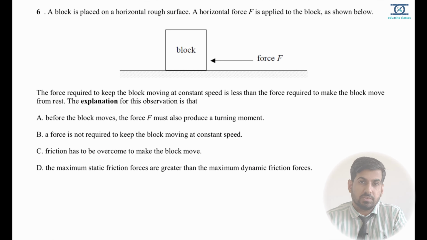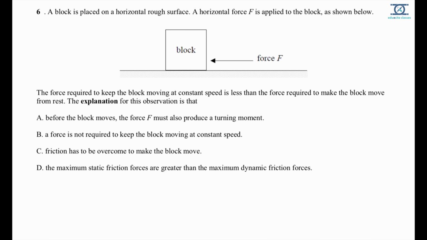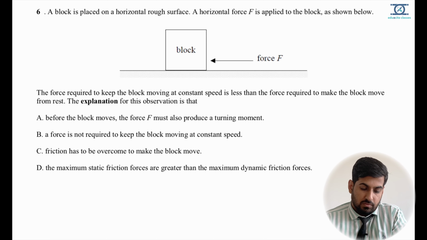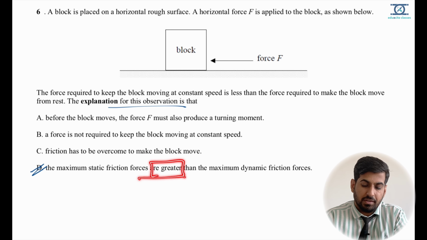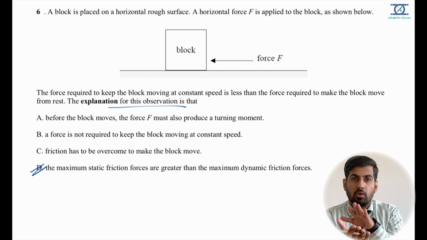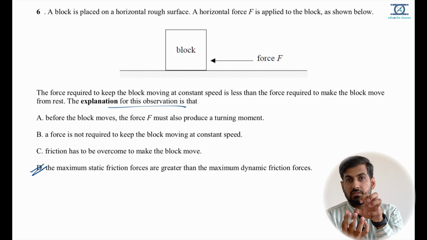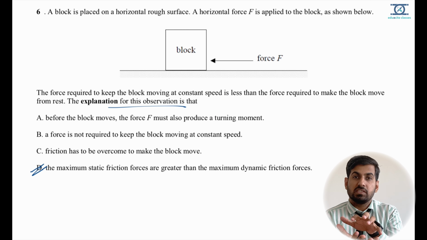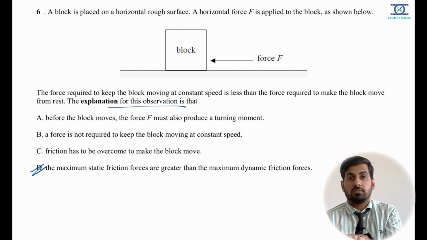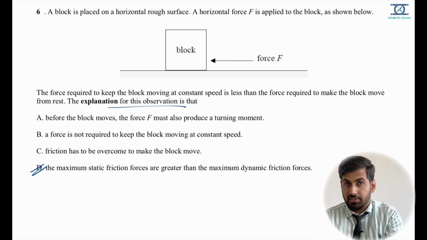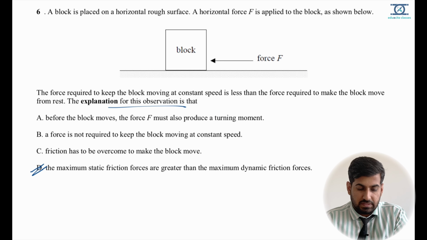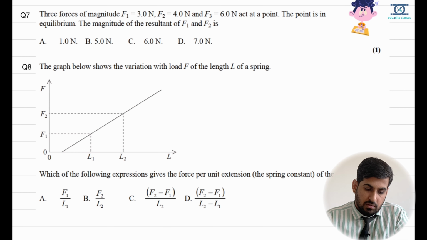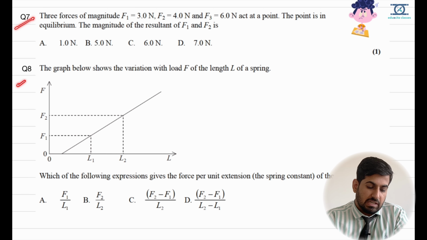Now pause the video for question number 6. Yeah, so the explanation for this observation is, yes, we know that the maximum static friction is greater than the maximum dynamic friction, because once the object is moving, at a microscopic level the surface is not in as much contact with the stationary surface, therefore there will be less friction as it is moving, therefore dynamic friction is always less than static friction. Okay, now in one go solve question number 7 and question number 8.